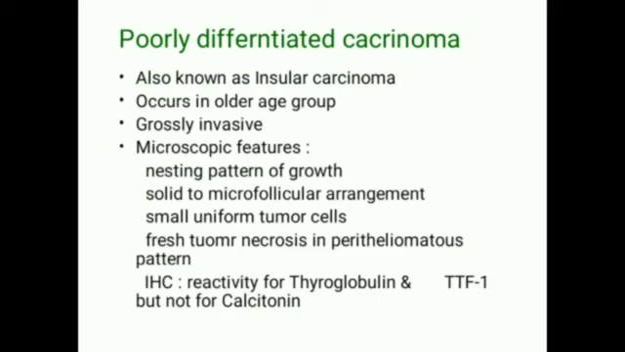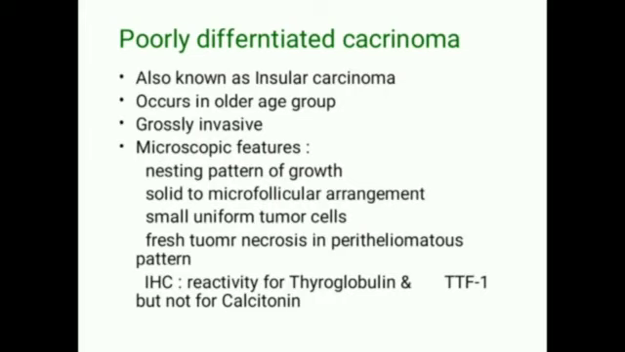Now the last two are the anaplastic and the poorly differentiated, also called insular carcinoma. It occurs mostly in the older age group. Grossly it is an invasive type. There is a nesting pattern of growth, solid to microfollicular arrangement, with small uniform tumor cells, and there is fresh tumor necrosis in a peritheliomatous pattern. IHC is required in most cases for confirmation.